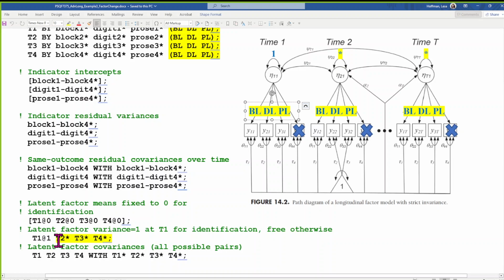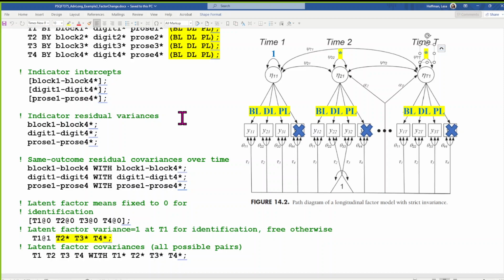So I have now allowed the factor variances after time 1 to be estimated, and that's why I've added a little yellow star up here to these things here. The rationale is that part of the reason why the factor loadings could have differed over time is because the factor variances wanted to differ over time.